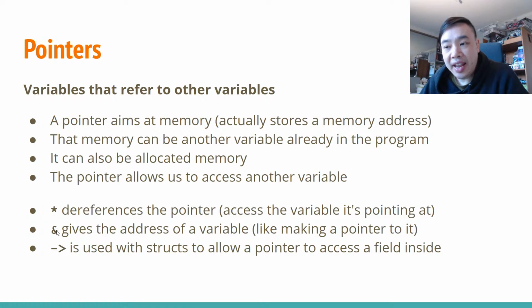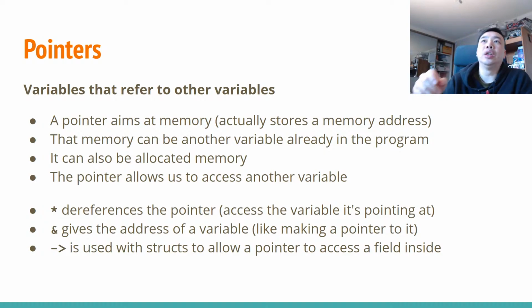An ampersand on any variable gives us the address of that variable. So if we say ampersand of an integer, for example, it'll tell us where in memory that integer exists. I can assign that address to a pointer. So putting an ampersand on a variable is nearly like making a pointer to it. It's giving you the value that would be stored in a pointer.